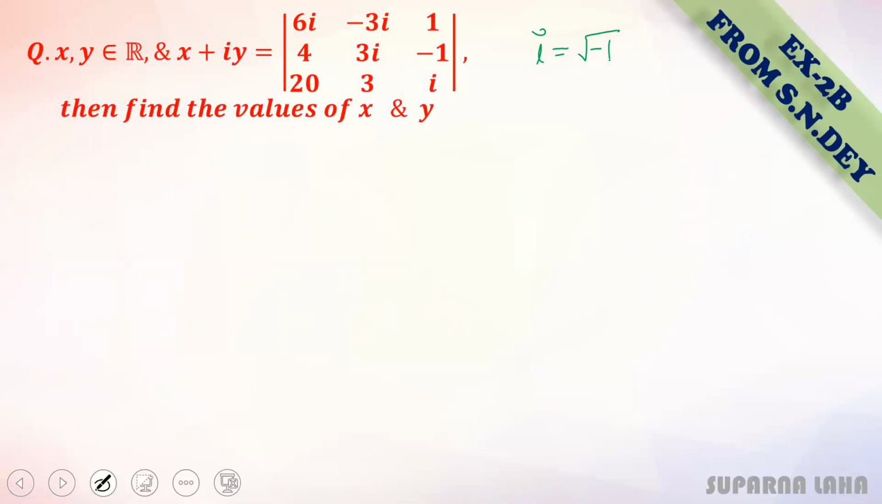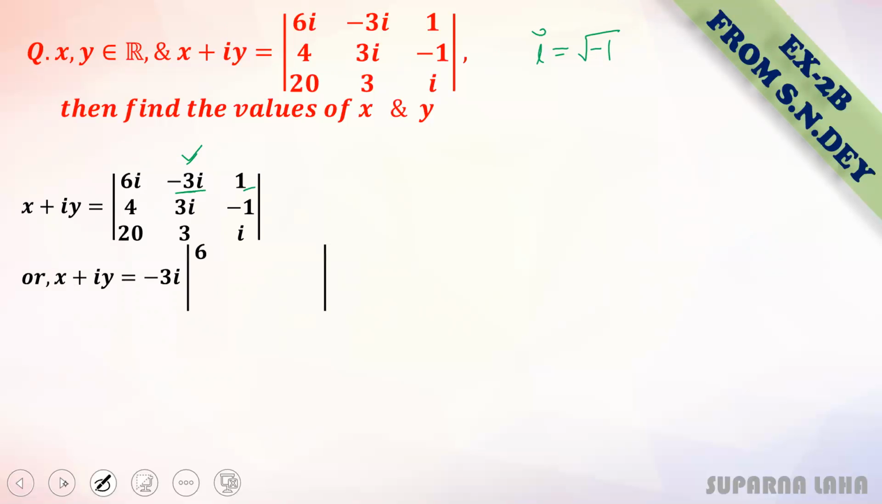No, you don't need to apply any row or column operation for finding this determinant value. This determinant is very easy for finding its value. You just need to take some elements common. So look at its second column. You can take common this minus 3i. If you take common this minus 3i, there will be 1 and 1. So let's take this minus 3i common from the second column and check what happened.